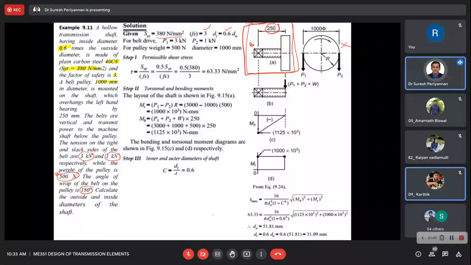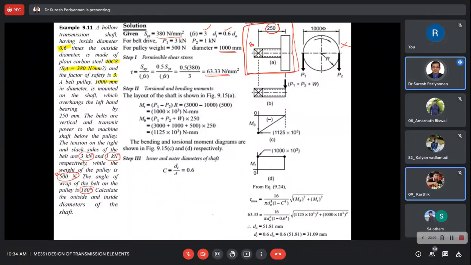C is equal to di by d naught, which is 0.6, and P1 and P2 are given. Then the pulley diameter and the weight of pulley one are given. Finally, the permissible stress value is 63.33 Newton per mm squared. Now see here, this is a very simple problem.